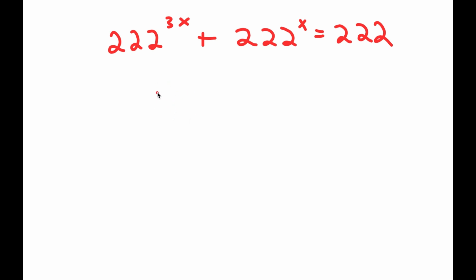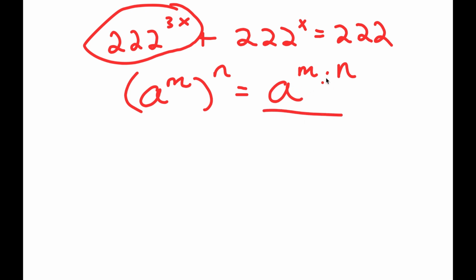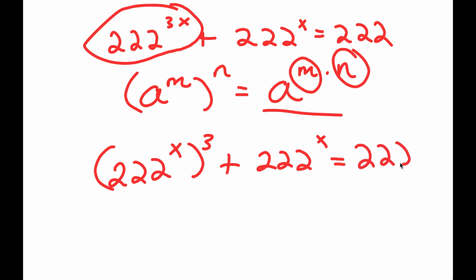So to start, if I have something in the form a to the power of m to the power of n, this is equal to a to the power of m times n. So right here we have 222 to the power of 3x, and we can think of this as the form a to the power of m times n, m being 3 and n being x. So I'm going to use the reverse of this property and turn this into 222 to the power of x to the power of 3. So I have this plus 222 to the power of x is equal to 222.